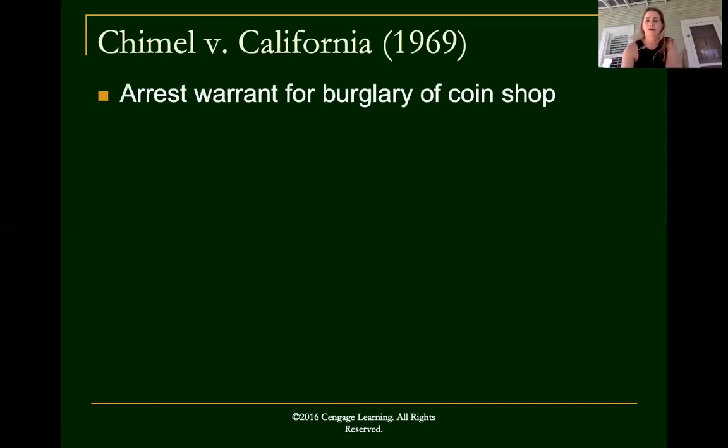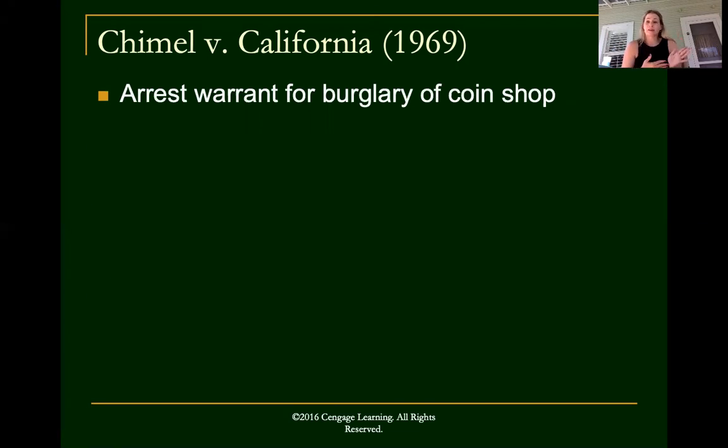So this is often attributed to the Chimel case. In Chimel, the arrest warrant was for burglary of a coin shop, right? And this is one of my favorite cases because the officers knock at the door, wife answers the door, and they tell her, look, we have an arrest warrant for your husband.